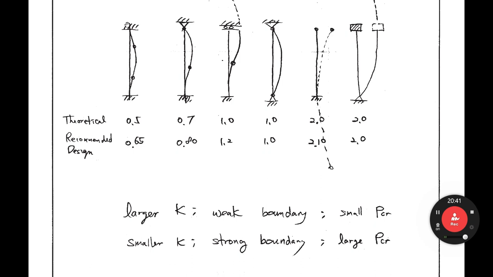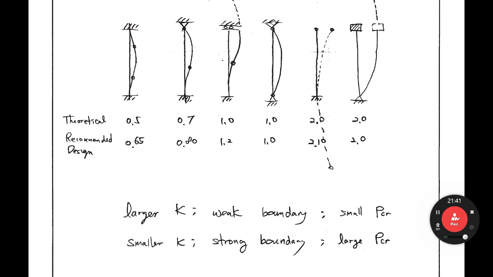This is a fixed end, but the fixed end condition is very difficult to see in the real world. There is usually a little rotation. So considering that kind of real situation, we have a larger K. That means we make a little weak boundary condition to consider the real world situation. This one was a fixed one, so we use a little larger value. Fixed one, larger value, okay?